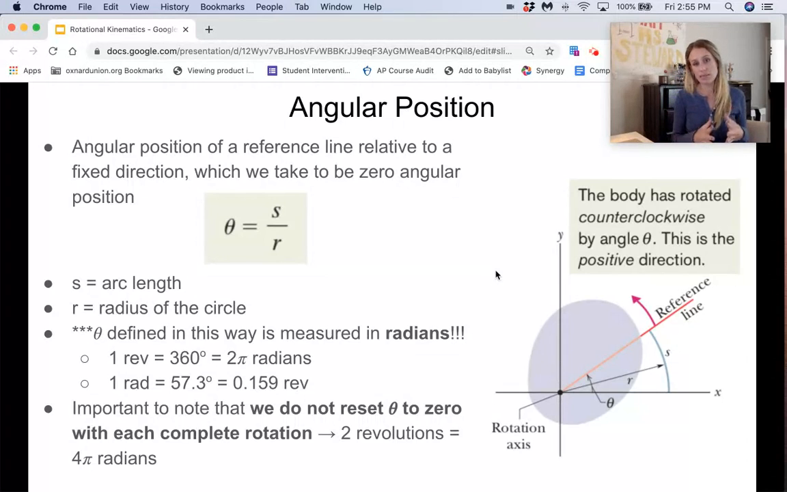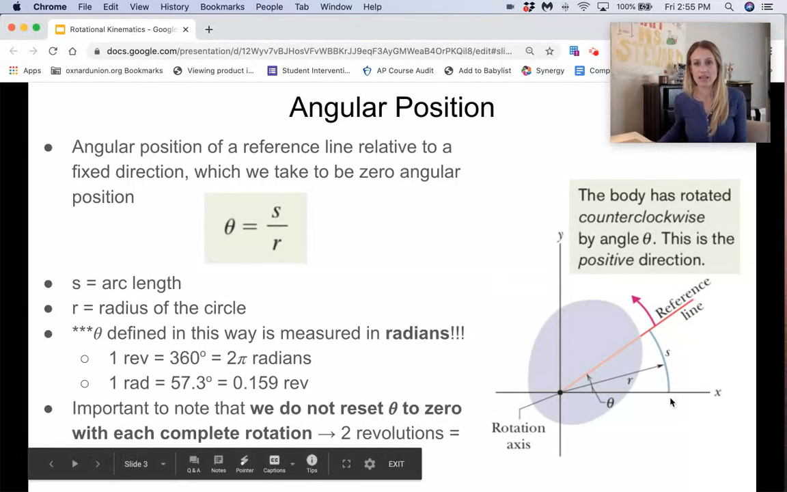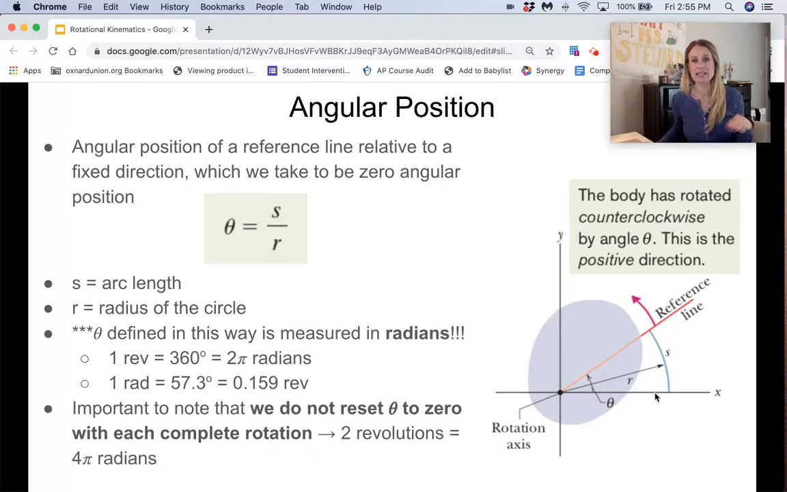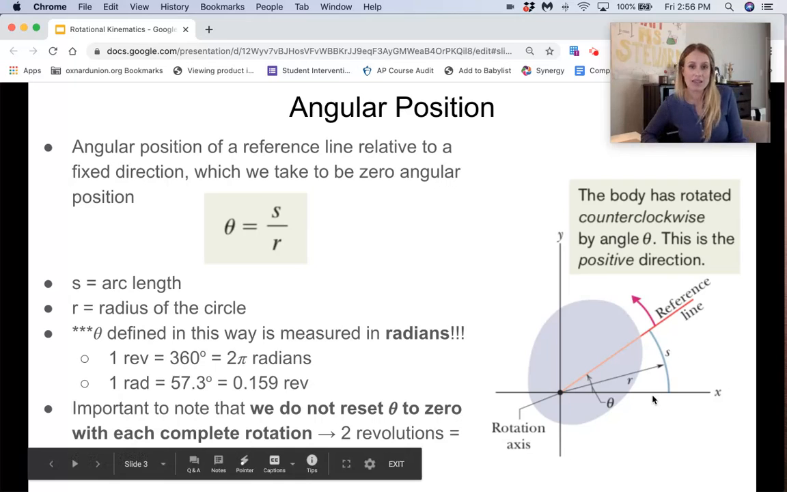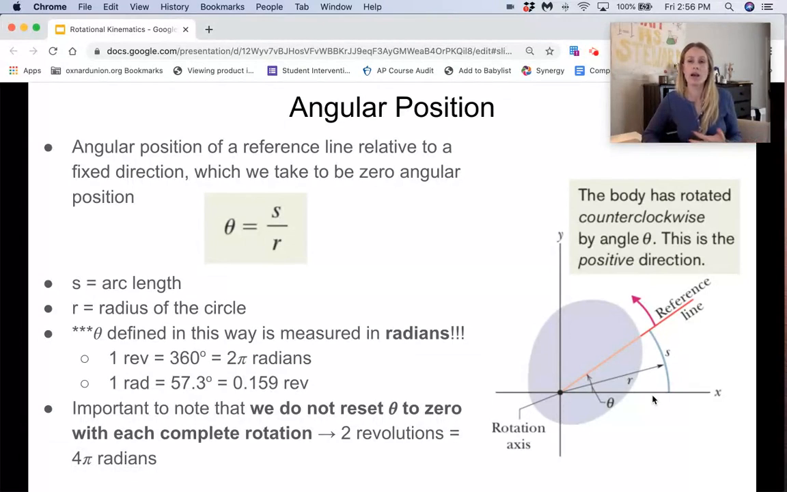Now, another thing that's important to note is when we come all the way around. Say that this reference line has gone all the way around and then back to its starting position. We don't reset to 0, even though our displacement of that certain point might be 0 because our starting position is technically the same as the ending position. Here, we don't reset theta to 0. We just keep recording. It's more like a distance here, a total distance of revolution. So if we have, say, 2 revolutions, that will be 4 pi radians.